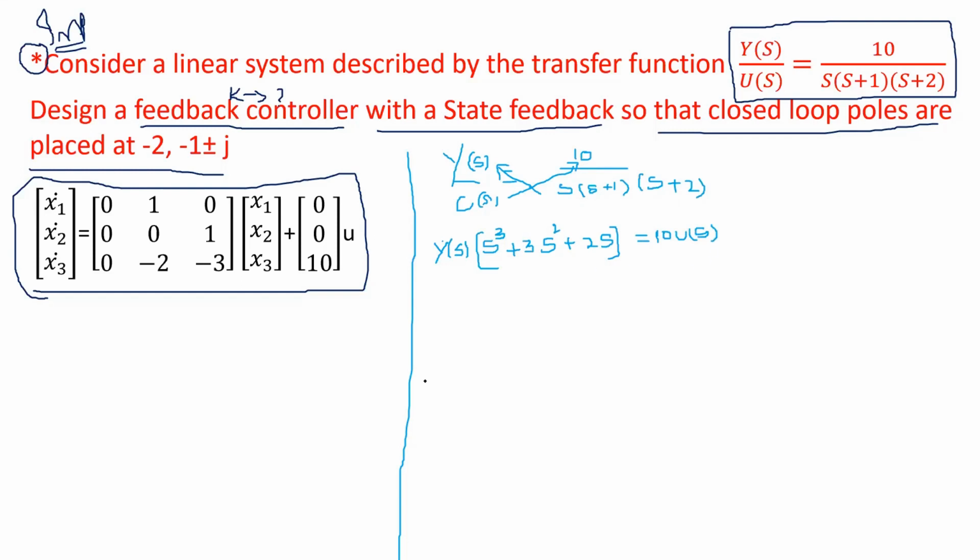So what would happen next? We have to apply inverse Laplace on both the sides. Therefore, if we take the inverse Laplace of the expression on both the sides, s cube into y of s becomes y triple dash, plus 3 into s square into y of s, which is y double dash, plus 2s into y of s, which is 2 into y dash, is equal to 10 into u of s, which is 10 into u. So this is equation 1.